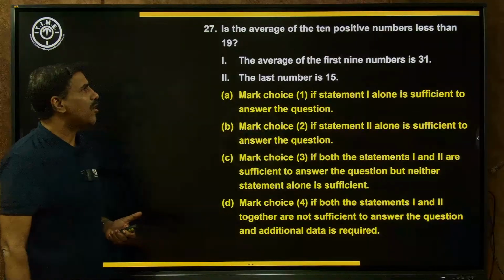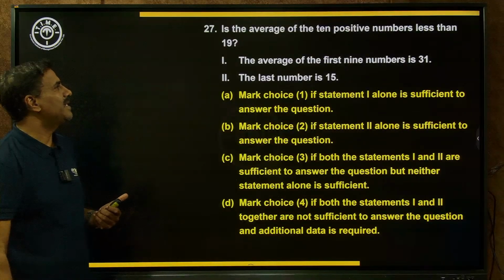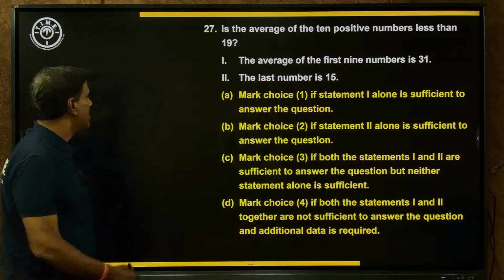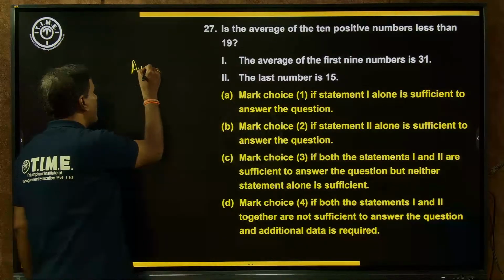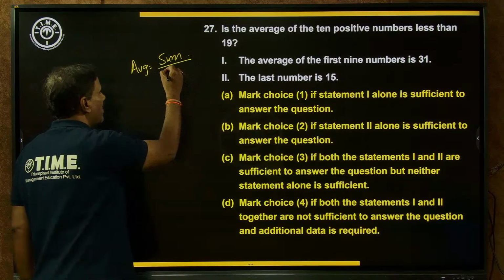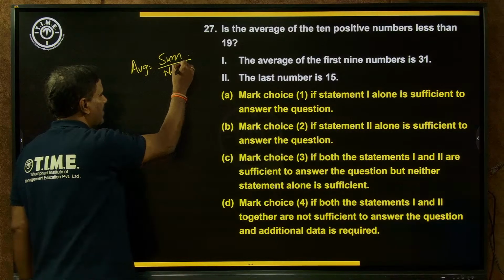Is the average of the 10 positive integers less than 19 or not, is the question. What is average, by the way? Sum of observations by number of observations. Basically we consider that as average.